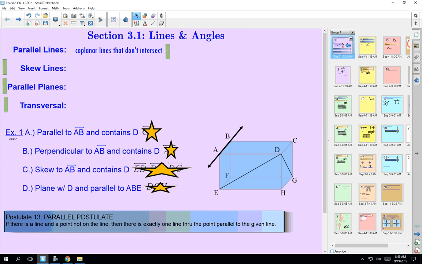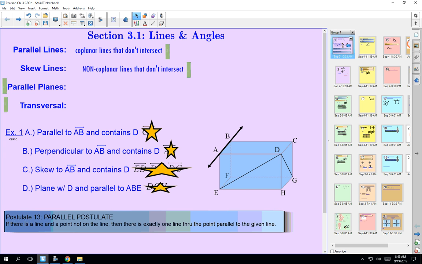Okay. So coplanar lines that don't intersect. Skew lines. Here it is for skew lines. This is a new word. Non-coplanar lines that don't intersect. So that means lines that are not in the same plane and they don't intersect. Like we have some skew lines here.